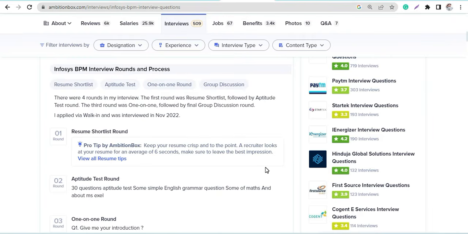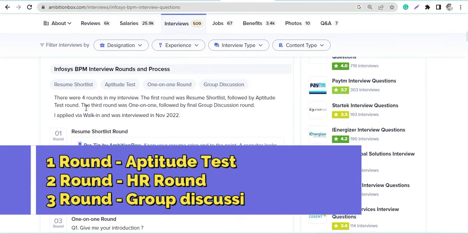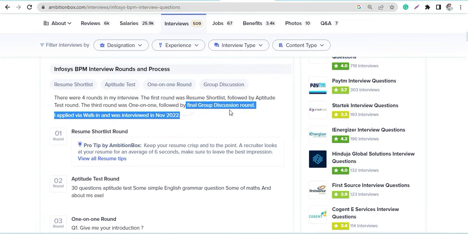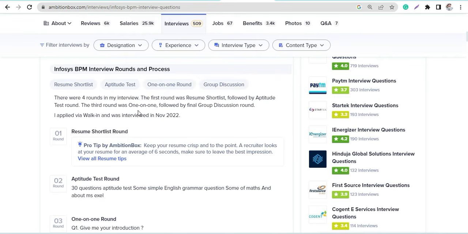So let's get started. For the Infosys BPM interview, there are four total rounds. First is your resume shortlisting. After your shortlisting, you will have your aptitude test round. That will be a basic general aptitude test which all companies have as a first round, correct? Then after that, you will have your HR round, which is your one-to-one round, and the final group discussion. The sequence could vary, but yes, these are the rounds which will happen.